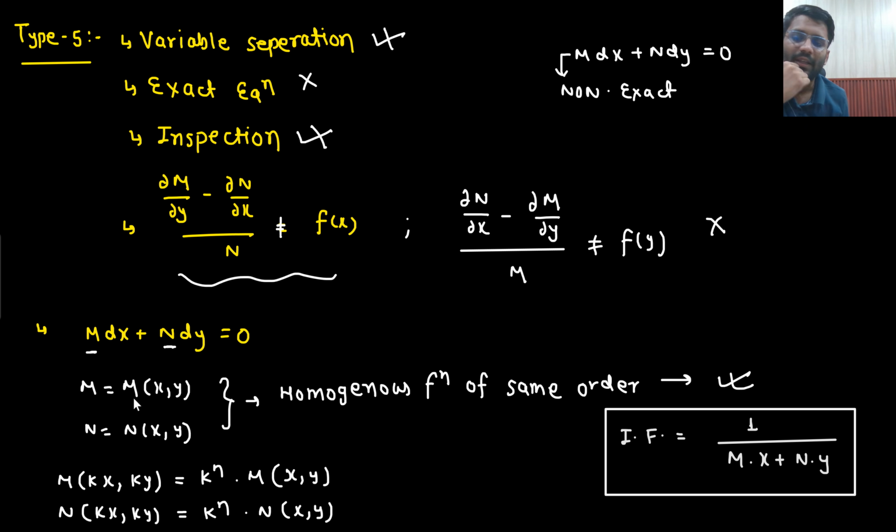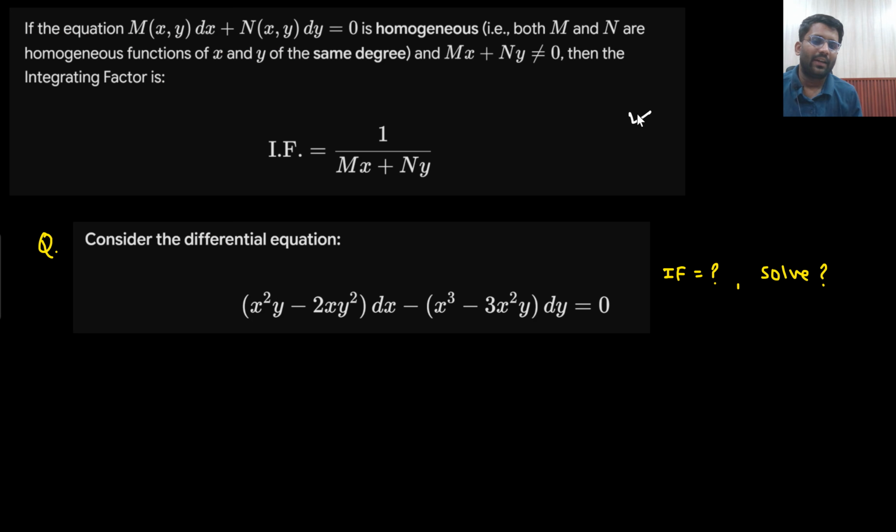So then you see M and N. If they are homogeneous functions of the same order, like here power n should come outside, and here also power n should come outside, then your integrating factor would be 1 upon (M into x plus N into y). So this has been written here. Surely this condition should be satisfied, that it should not be equal to 0. If it is equal to 0, then 1 by 0 would make infinity, right? So it should not be equal to 0.